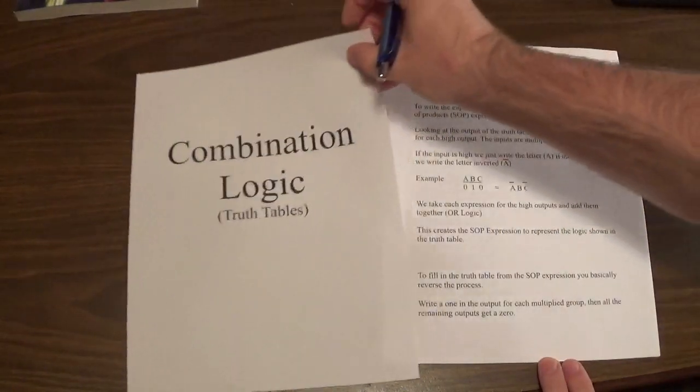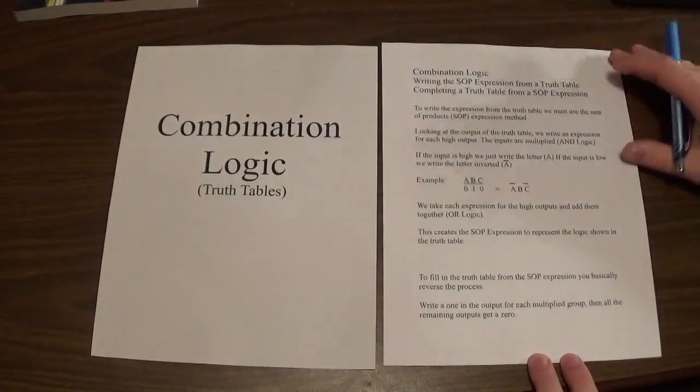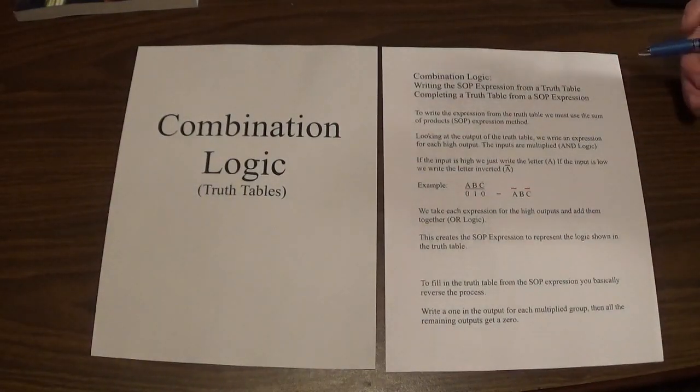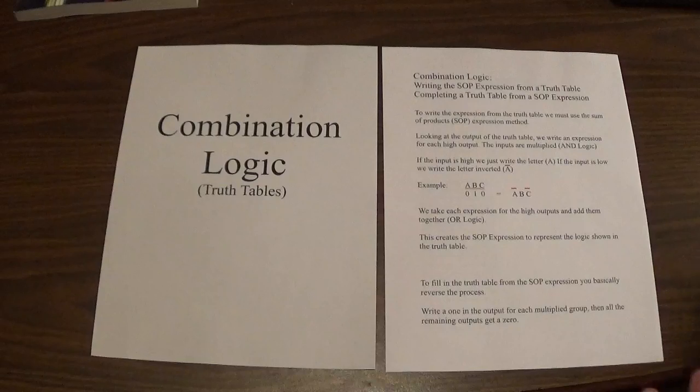Okay, so first off, before we get into looking at the truth tables, just some information here. With the truth tables, we're going to use the sum of products expression. So we're going to be writing that from the output of the truth table. We're going to be given the output results, so we're going to be looking at the ones and zeros in the output column and then writing an expression from that. We're going to use the sum of products, or SOP for short, expression method of doing that.